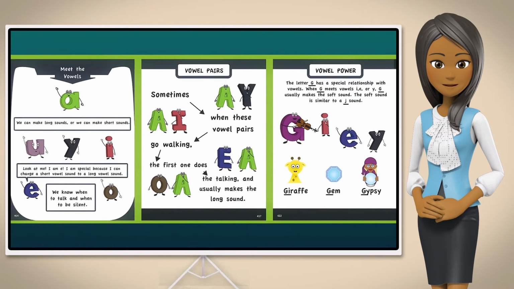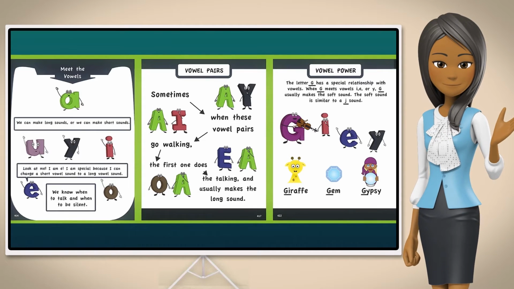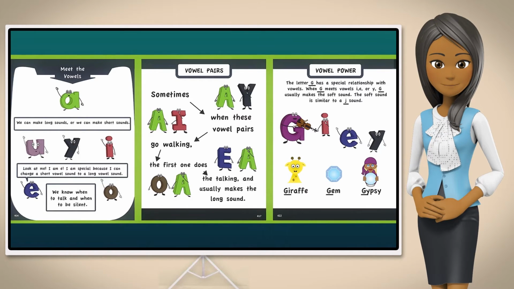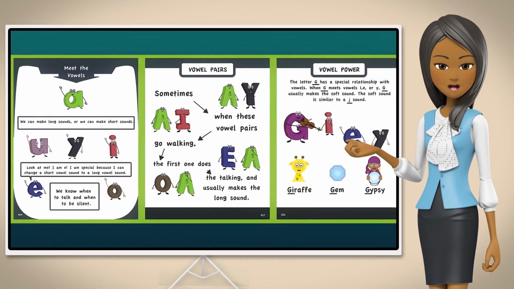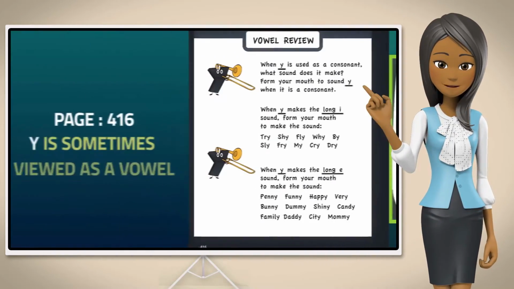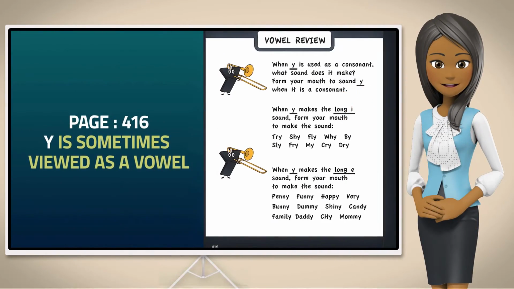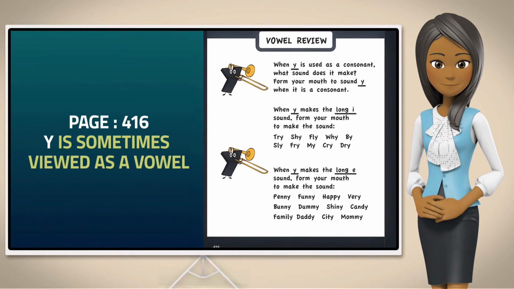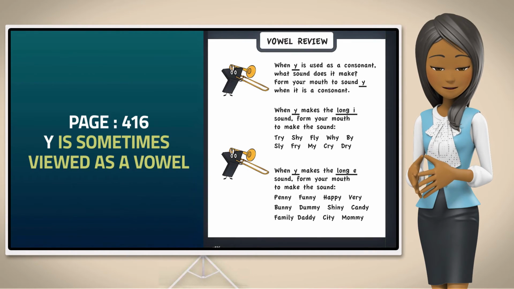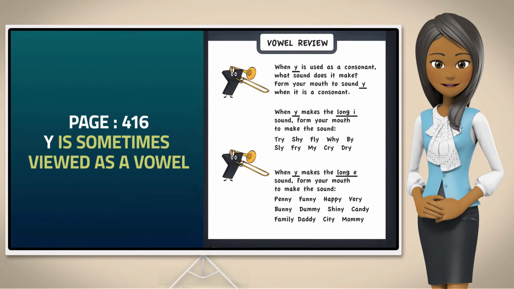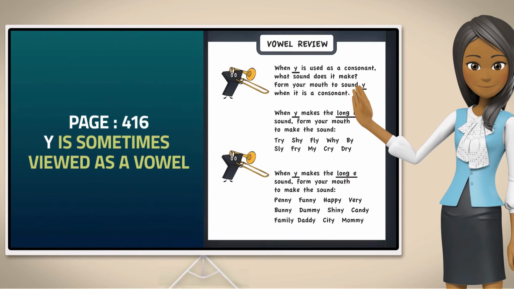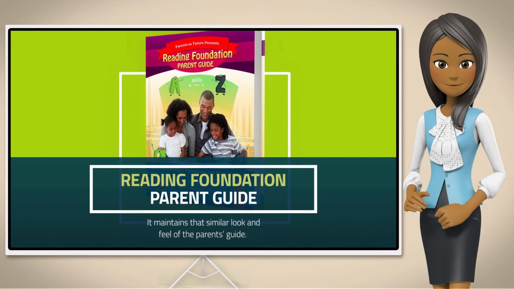Knowledge of sounds related to vowel pairs will strengthen your child's ability to decode unfamiliar words, because in addition to sounding words based on beginning letter sounds, they can now recognize word parts and sound higher level words. Y is sometimes viewed as a vowel, so children need to understand that like the other vowels, Y can exhibit two sounds. A long Y sound as in cry and fly, and a long E sound as in cherry and bunny. This book corresponds to the Reading Foundation Parent Guide.